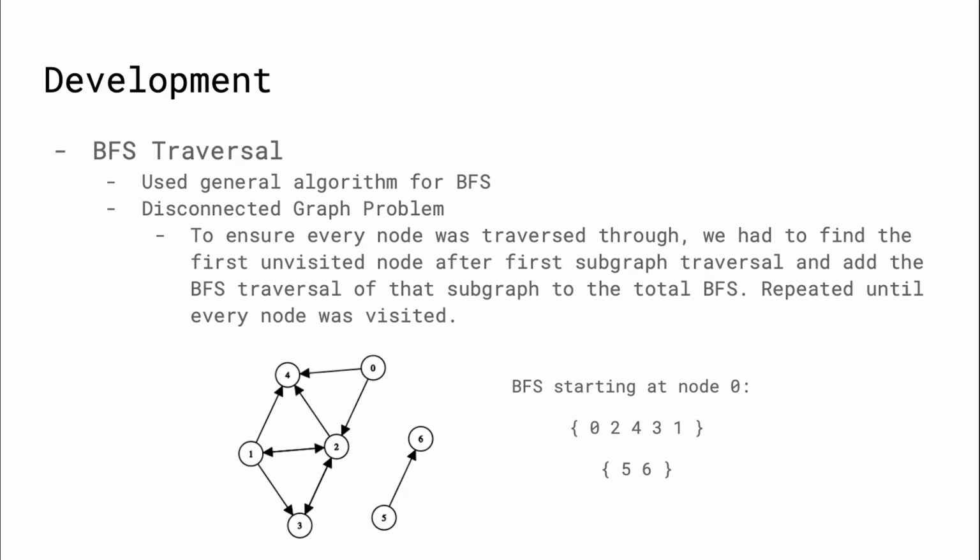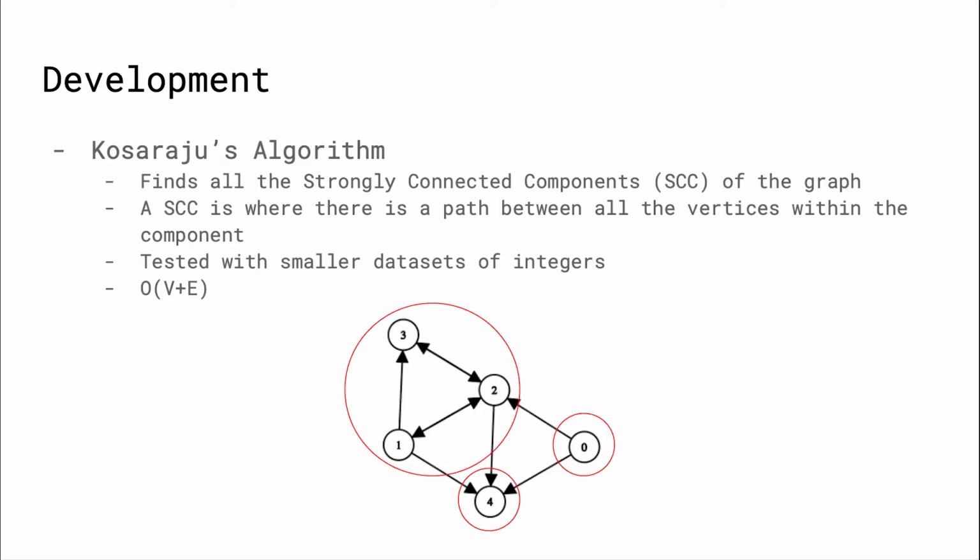The first algorithm we implemented for our project is Kosaraju's algorithm, which finds all the strongly connected components within a directed graph. A strongly connected component of a directed graph is when there's a path between all the vertices in a subgraph. As you can see in our little diagram below, the nodes 1, 2, and 3 are within a strongly connected component since they can all link back towards one another. And 0 and 4 are in their own components as they can't link to anybody else.